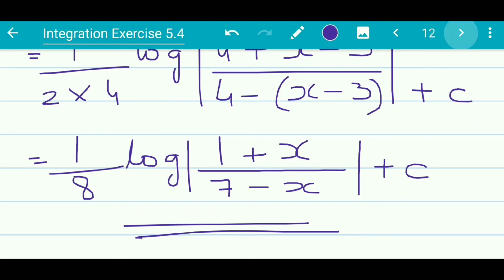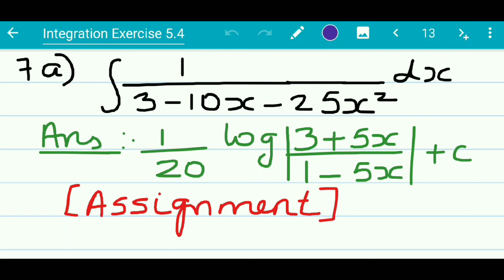Now since this is such an important sum, a very similar sum I have given to you as an assignment. You can do it in your notebook and check whether you are getting the same answer. In this particular exercise, exercise 5.4, we are going to do these many sums in this lecture. In the next lecture, we are going to cover the remaining 2 formulae. Till then, keep safe and healthy. Do practice these sums, make them thorough. We'll meet in the next lecture.